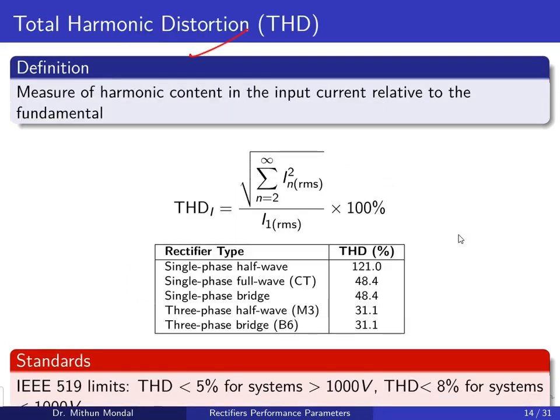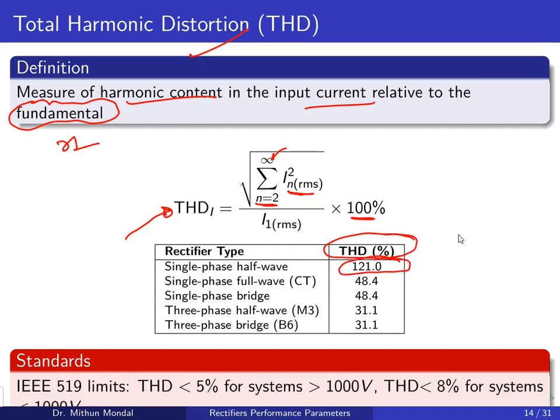Total harmonic distortion is the measure of harmonic content in the input current relative to the fundamental. So the fundamental frequency is the one which we are more interested in, and the other frequency components, which are integer multiples n, are harmonics. So we calculate the total harmonic distortion, taking n from 2 to infinity, the current waveform squared, and 1 indicates the fundamental component of the RMS current, multiplied with 100. If you see the total harmonic distortion, the maximum is in single phase half wave and the minimum is in the three-phase configuration.